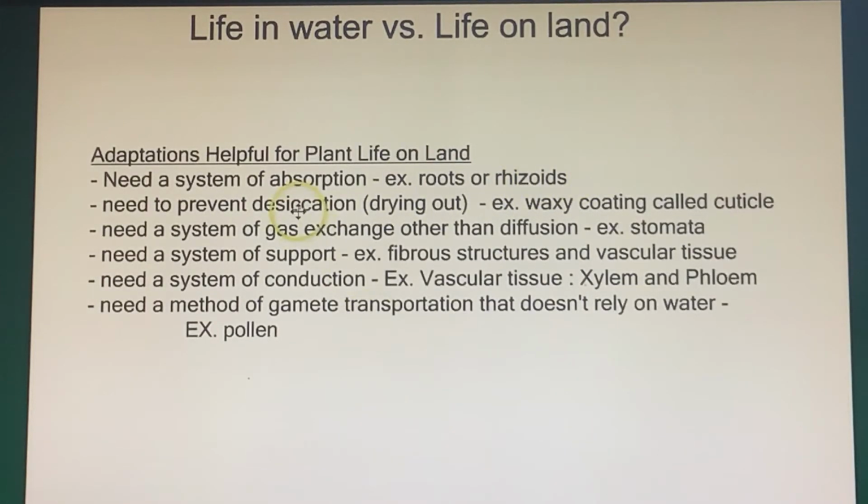We need to prevent desiccation, or drying out. We have a waxy coating called the cuticle. We need a system of gas exchange other than diffusion to get the gases in and out of the leaf, and the answer to that is stomata, the holes in the undersides of leaves.